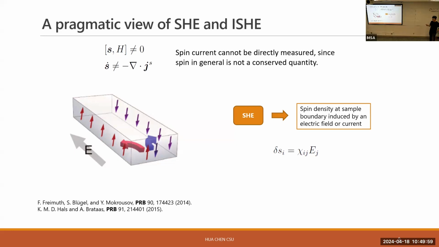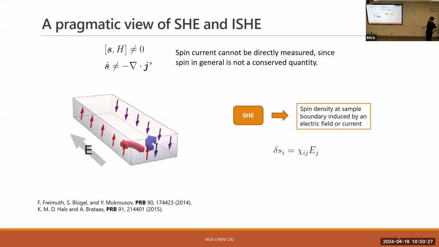If your spin density changes locally, it's not necessarily because it's being carried into that region or out of that region by a current. It can just be created out of nowhere locally because it's not a conserved quantity. So how to think of this problem? What occurred to us then was to avoid using the concept of spin current.